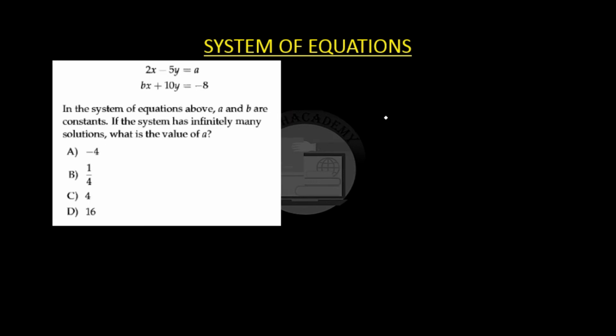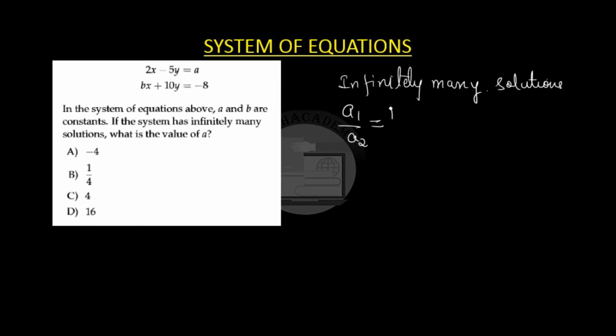Two equations are given to us, and we have to find the value of A and B when there are infinitely many solutions. Infinitely many solutions is the case when the lines are coincident. They are exactly the same line. So A1 over A2 should be B1 over B2 should be equal to C1 over C2. Let us write the coefficients down. So 2 over B should be equal to negative 5 over 10 should be equal to A over negative 8.